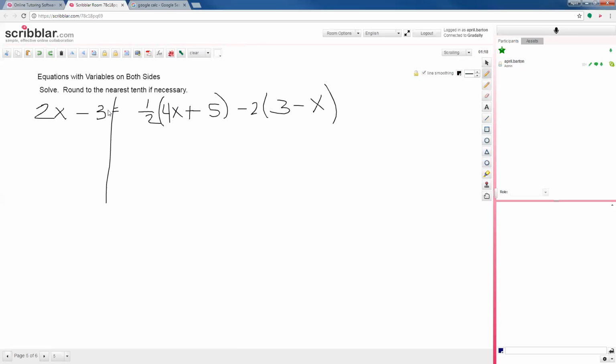So, step 1, look for any distribution. On the left side, there is nothing to distribute. On the right side, we have 2 things we could distribute. We're going to do this 1/2 times the 4 and the 1/2 times the 5. Here's where our fraction comes into play. So you'll notice, though, that in the instructions, it said round to the nearest 10th if necessary. That means they don't want your answer as a fraction.